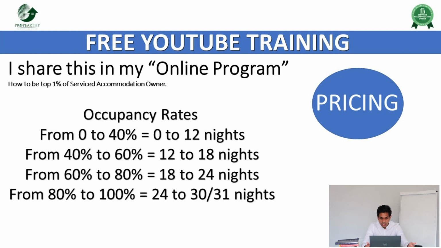I'll put here 0 to 40% occupancy, which is 0 to 12 nights. So if somebody asks what your occupancy rate is, 40% is 12 nights. From 40 to 60% is 12 to 18 nights, from 60 to 80% occupancy means you've been occupied for 18 to 24 nights, and 80% to 100% occupancy means 24 to 30 or 31 nights. Now what that means is there's a direct correlation with your pricing. If you can get this correct from day one while you're analysing your deal, you will be massively successful on every unit that you invest in.